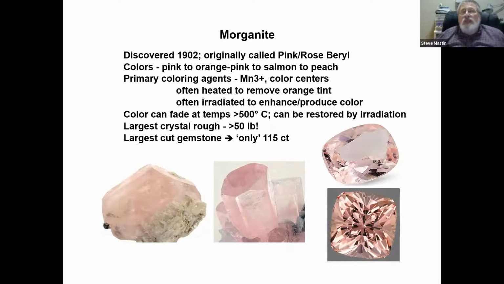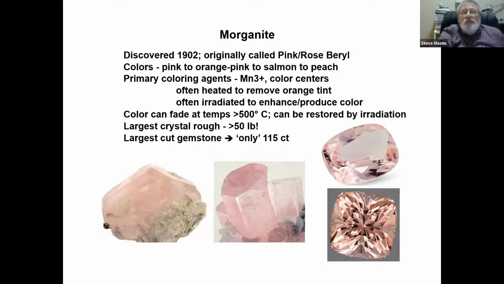And they're the ones that give it the orange tint. And so it's often irradiated to get rid of the orange and actually enhance the salmon or the pinkish color, so that you end up seeing some morganite that actually looks red because it's been over irradiated. And the problem is that if it gets too hot, although you're never going to get it above 500 C unless you stick it in an oven or something like that, the color can fade.